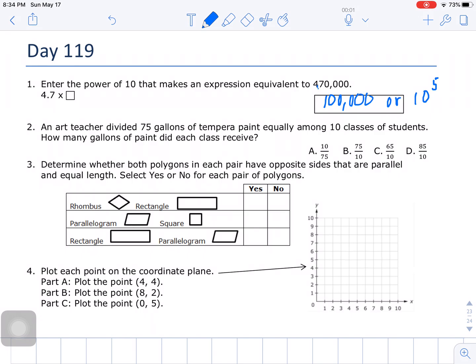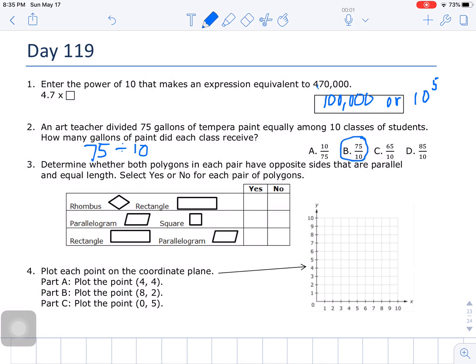Okay, number 2. An art teacher divided 75 gallons of tempera paint equally among 10 classes of students. How many gallons of paint did each class receive? So I know that my whole, or my dividend, is 75, and I'm dividing it by 10. Okay? So which one of these fractions is 75 divided by 10?